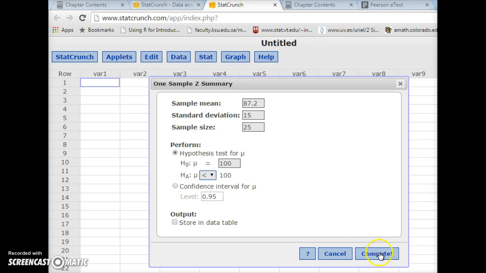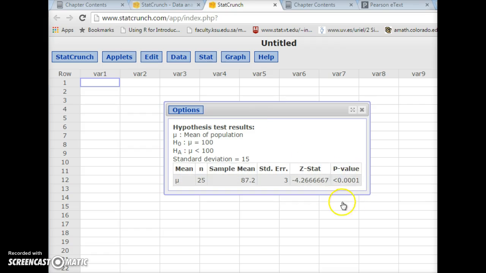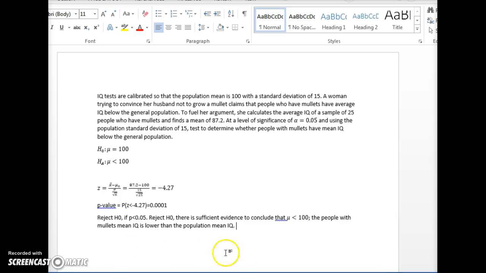Okay, so we push Compute, and there we see our p-value. This is essentially the p is less than 0.0001. And then here's our Z-stat. So we're going to copy this and go over to the, so I'll just put StatCrunch.